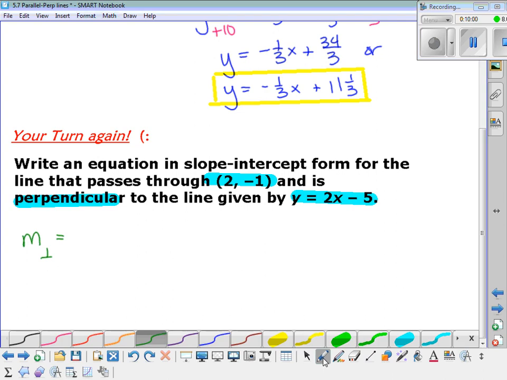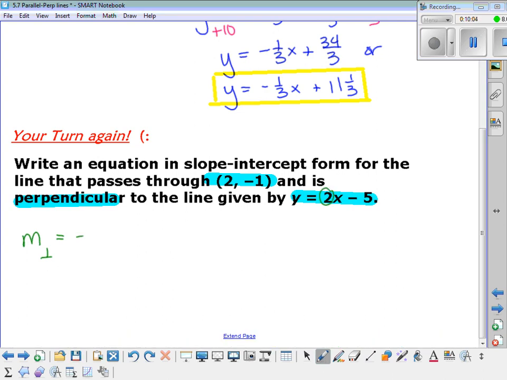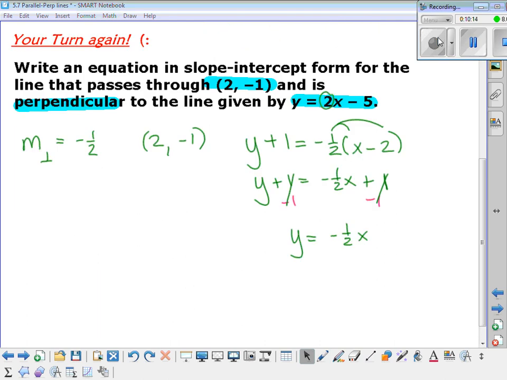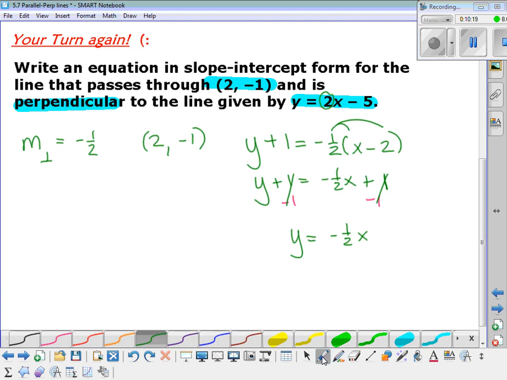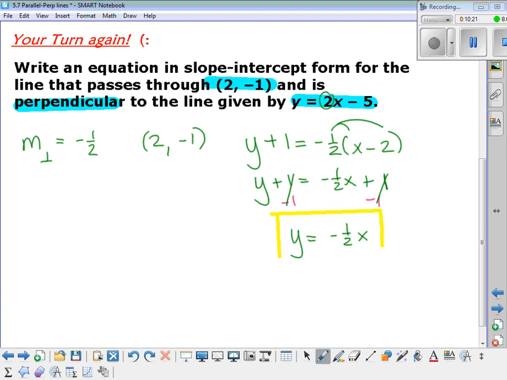Okay, so we took the opposite reciprocal for the slope. So since the original one was 2, it's negative 1/2. Okay, your x sub 1, y sub 1 is (2, negative 1). Okay, and you go from there. Okay, so you plugged it in, and you should get y equals negative 1/2 x. And that concludes this video.